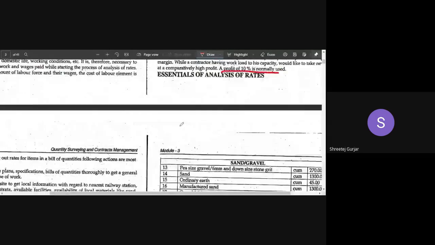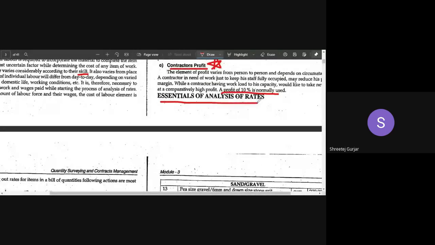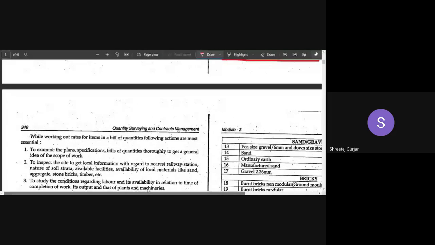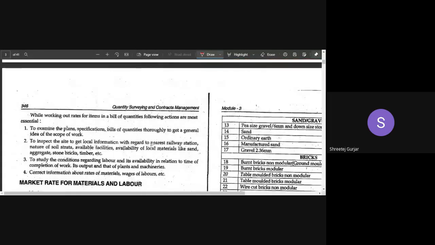Moving on. Essentials of rate analysis. We will look into a few essentials that are required for rate analysis. We need to know the cost of materials. We need to know the cost of labor. All those things we need to know.